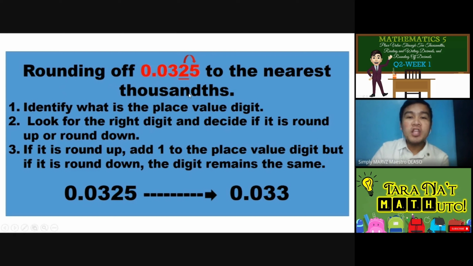Okay. So since round up tayo, ano ang ating rule sa round up? If it is round up, add 1 to the place value digit. So dadagdagan natin yung place value digit na 2 plus 1 will become 3. That's why we have 0.33. Naging 3 kasi yung katabi niyang digit ay 5, so rounding up. So is 325 ten thousandths closest to 33 thousandths? The correct answer is yes.